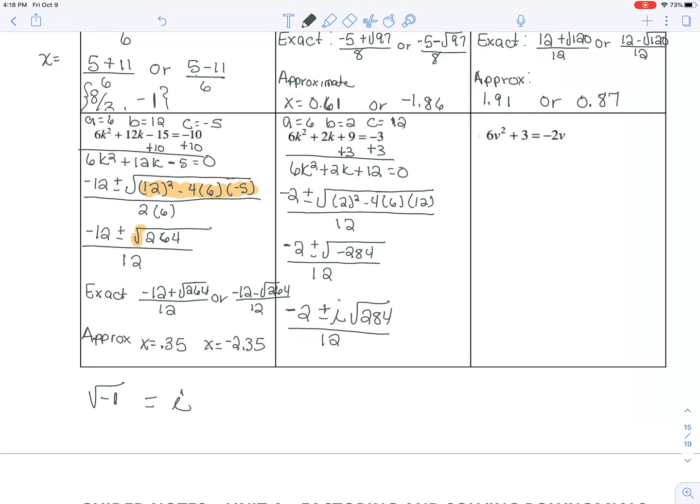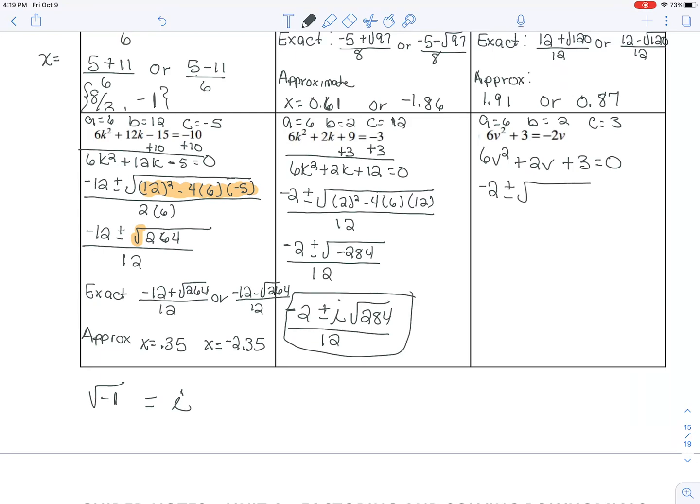Okay? And finally, the last one, we have to put this in standard form. So when we move the 2v over, it goes in the middle because it has to be in standard form. So it has to be v squared, then v, then your constant. So in this case, we have a is equal to 6, b is equal to 2, and c is equal to 3. And yes, for this one, we're going to just leave it like this because technically there is no approximate answer because it's imaginary.